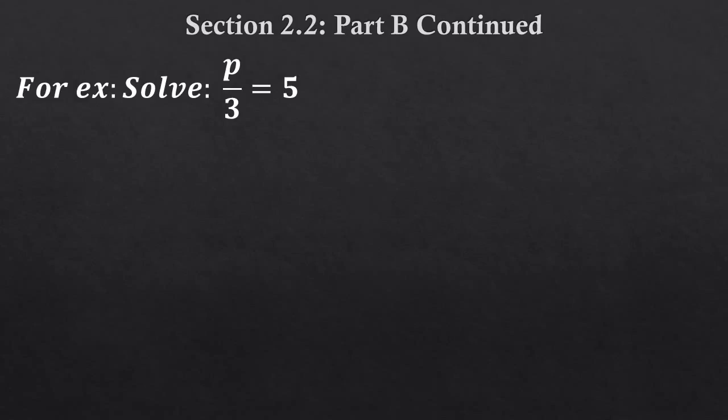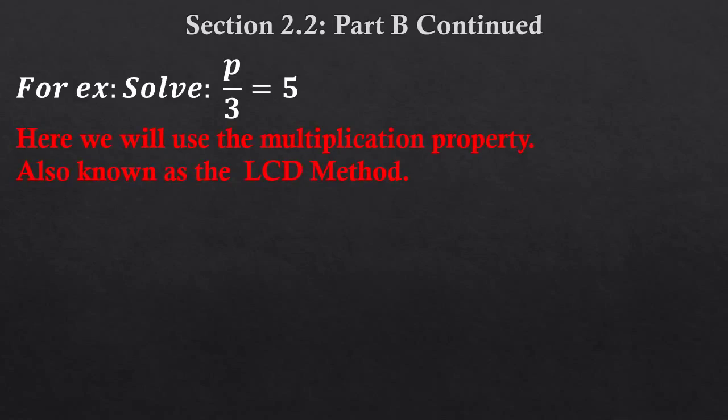Solve p over 3 equals 5. Here we have a denominator. We will use the least common denominator method. Here, 3 being the only denominator, therefore every term will be multiplied by 3. So that's going to be 3 times p over 3 equals 3 times 5. That is the write down step. Now after you write it down, go back and perform the actual multiplication.